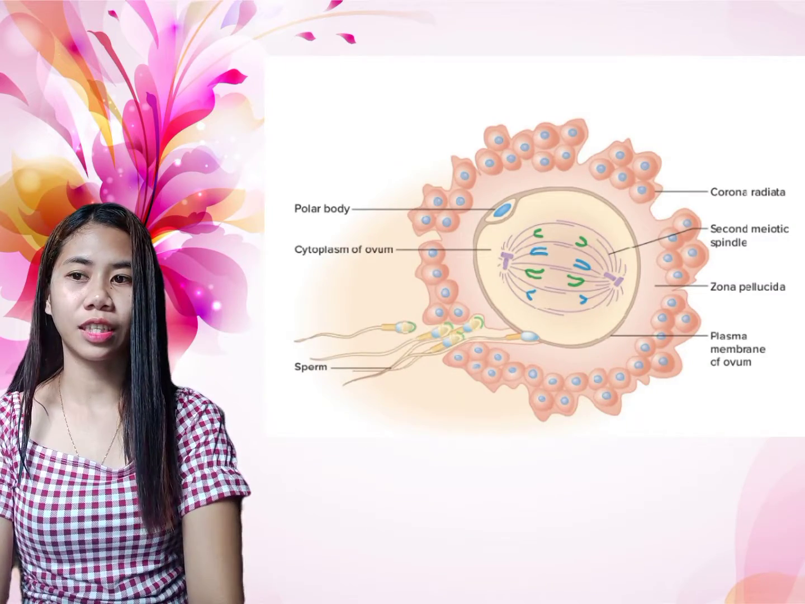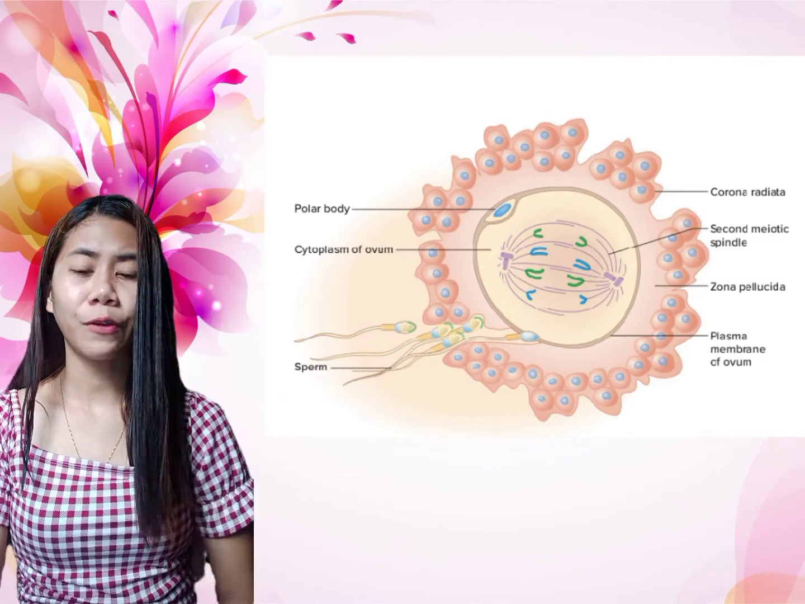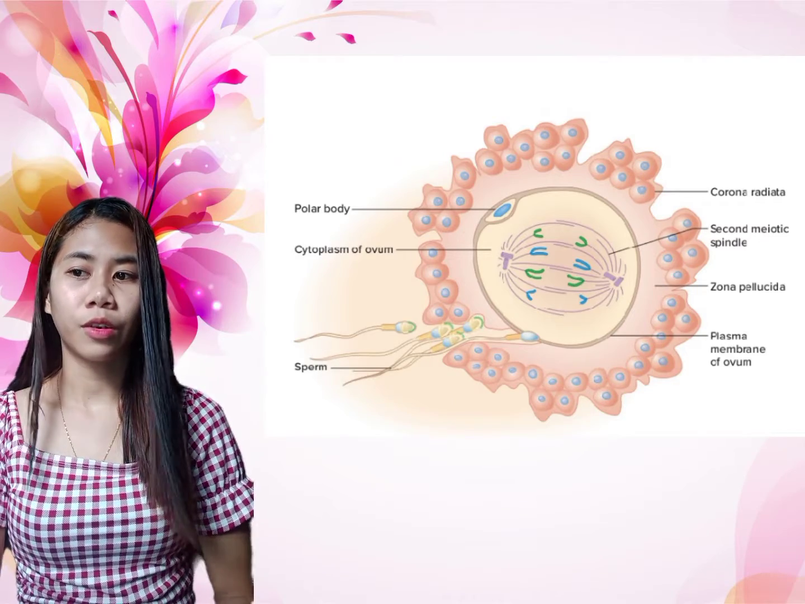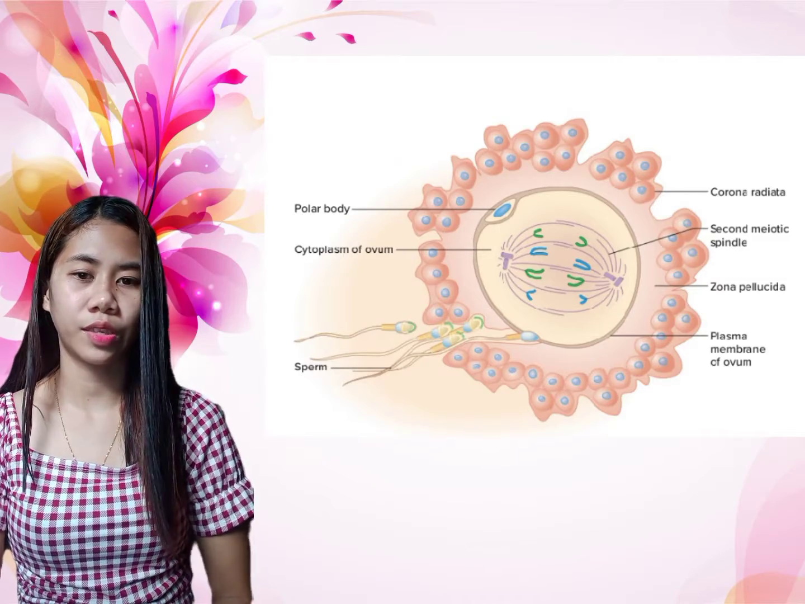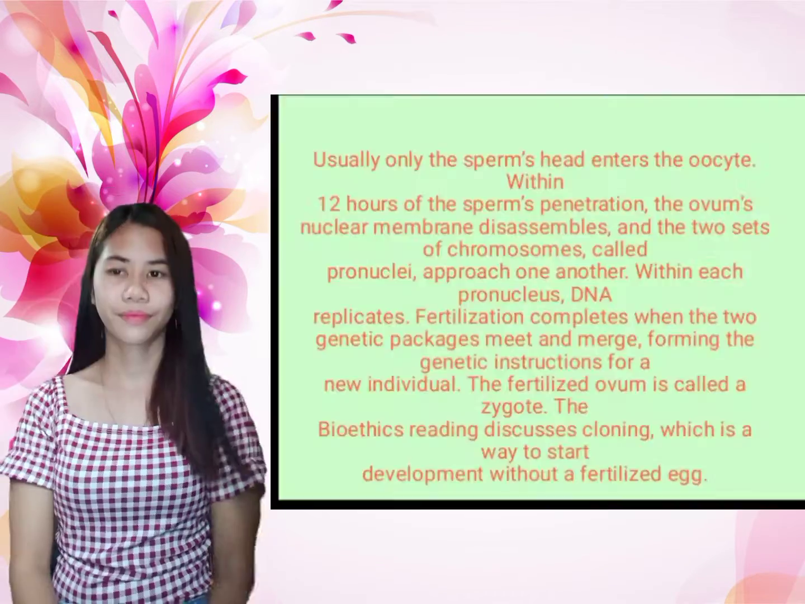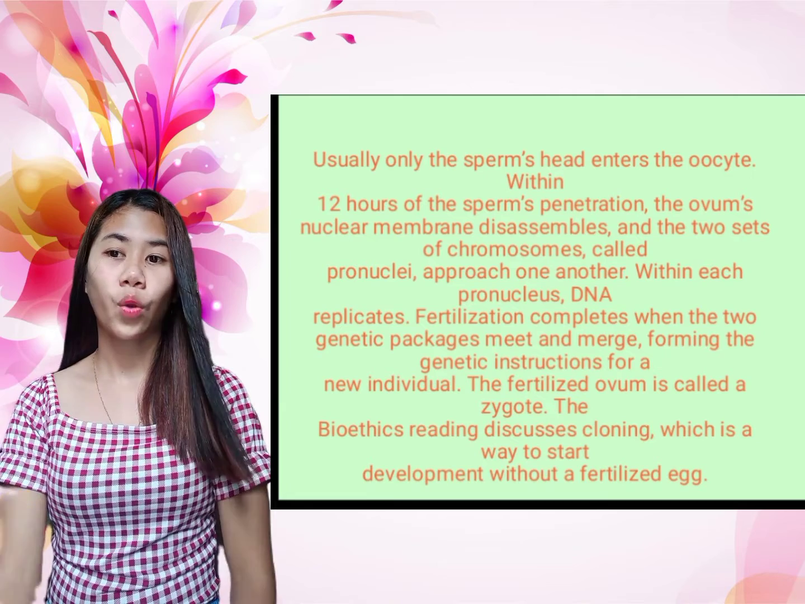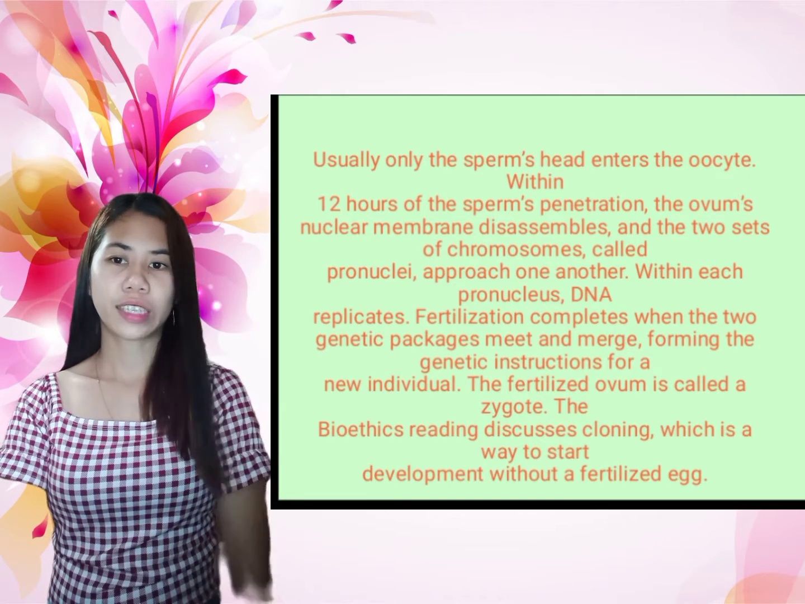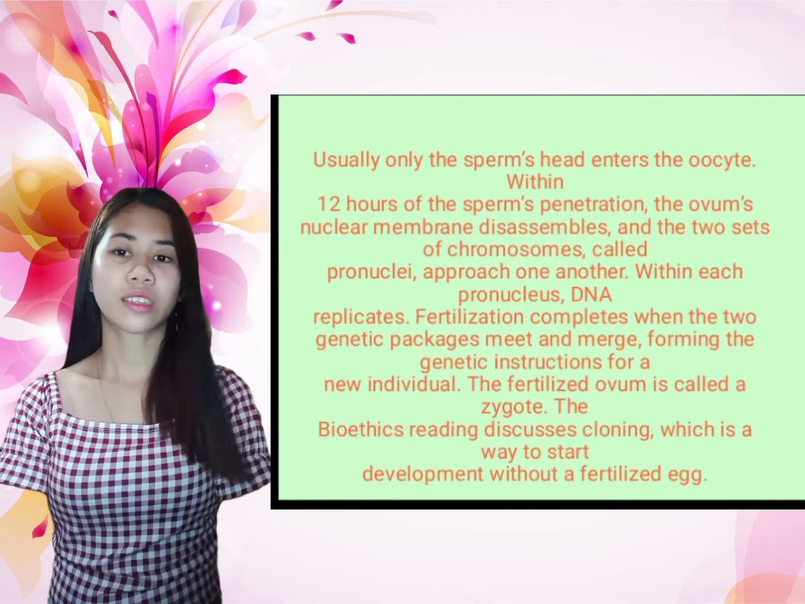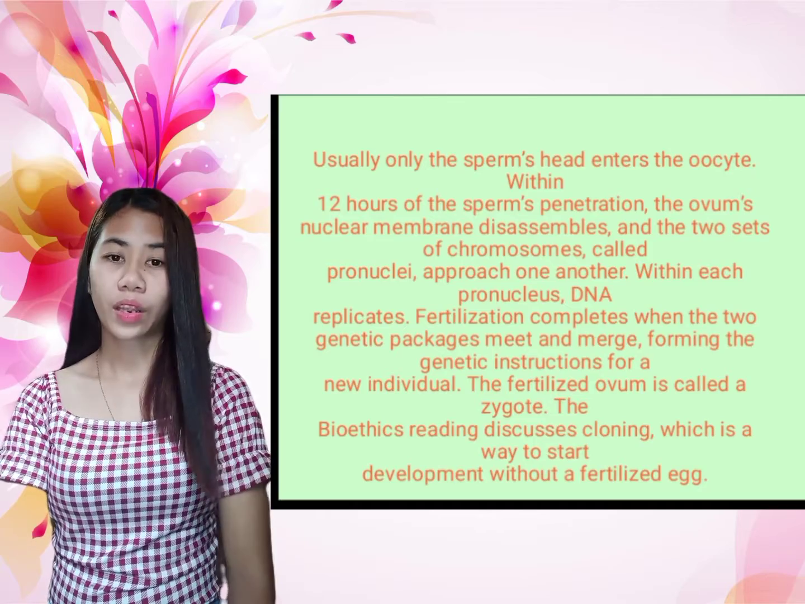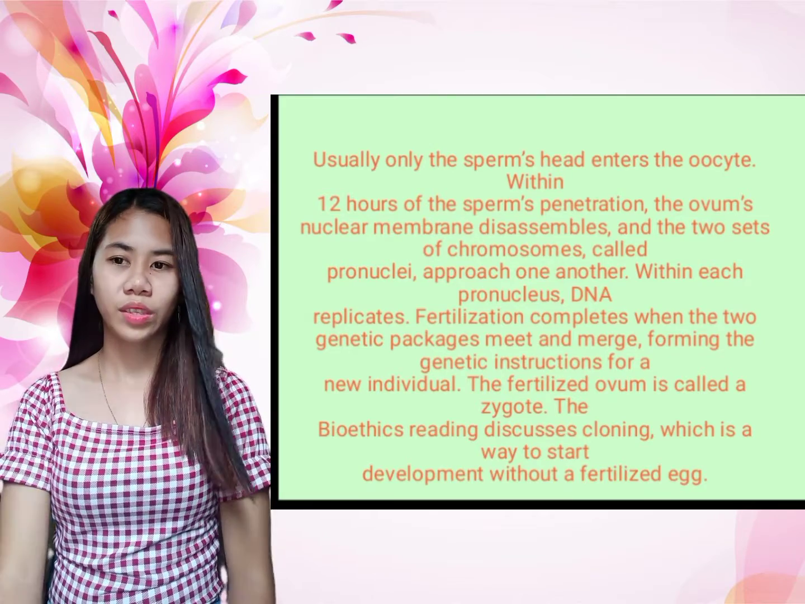Fertilization by a sperm cell induces the oocyte to complete meiosis. Before fertilization occurs, the sperm acrosome bursts, spilling enzymes that help the sperm's nucleus enter the oocyte. Usually only the sperm head enters the oocyte. Within 12 hours of sperm penetration, the ovum nuclear membrane disassembles, and the 2 sets of chromosomes, called pronuclei, approach one another. Within each pronucleus, DNA replicates.